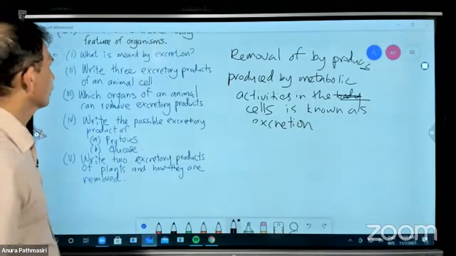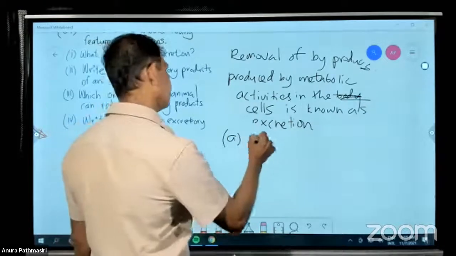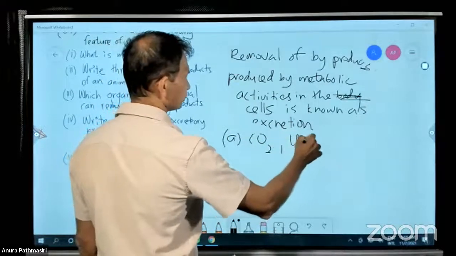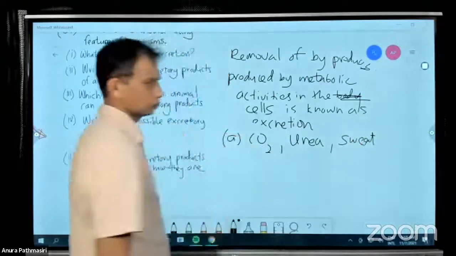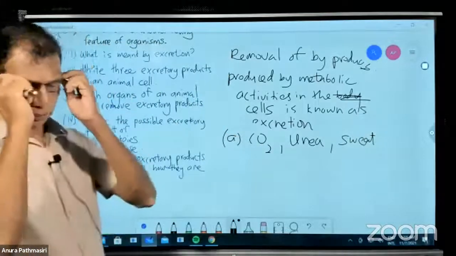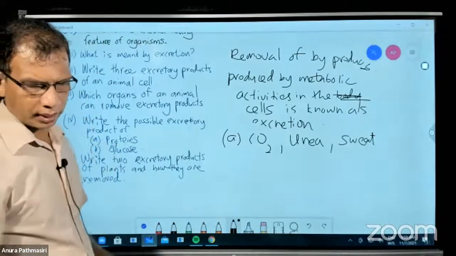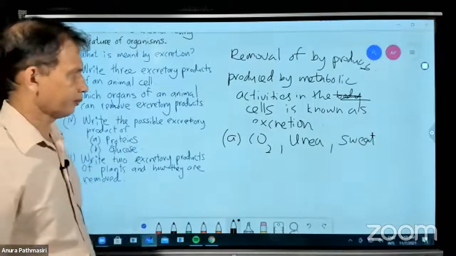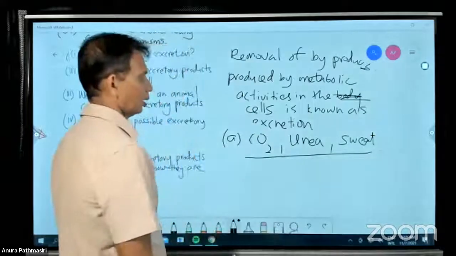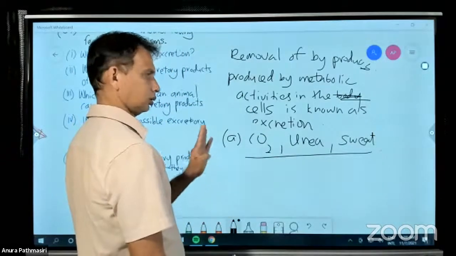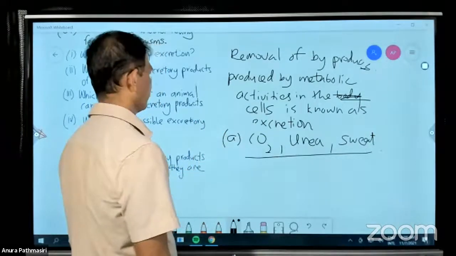Try three excretory products of an animal cell. Carbon dioxide, urea, sweat. Right? H2O also. Sweat, exhaled gas, urine, salts. Exhaled gas, urea, urine, sweat. That is also possible.